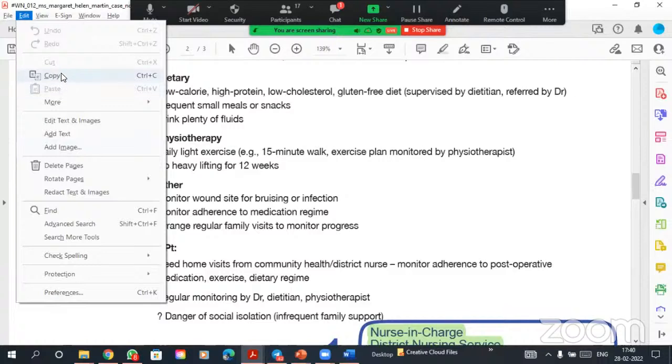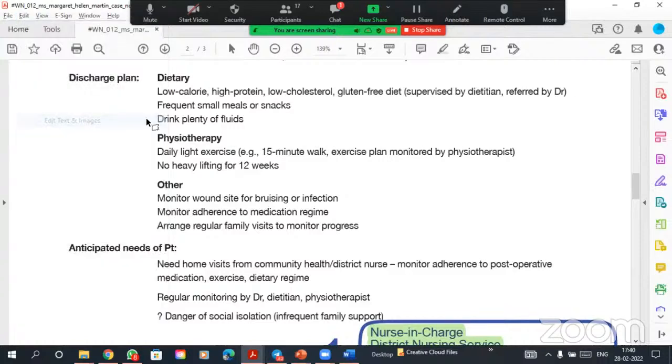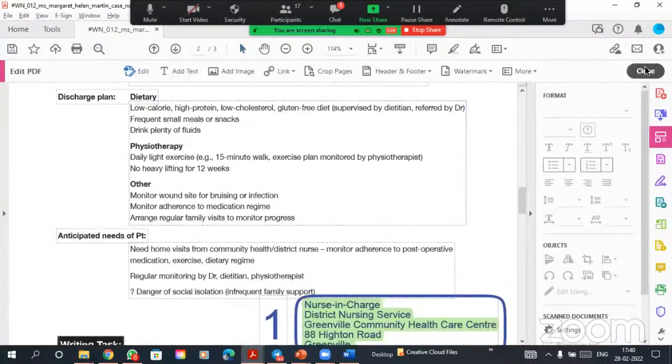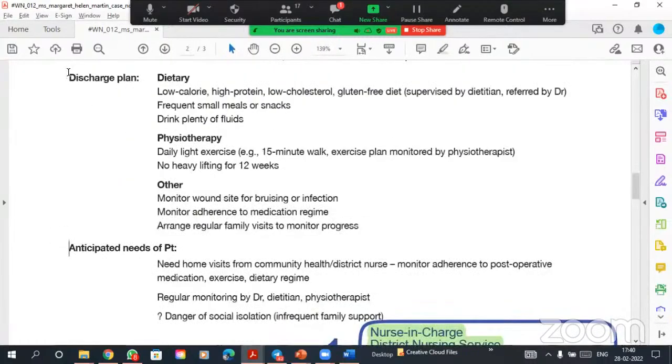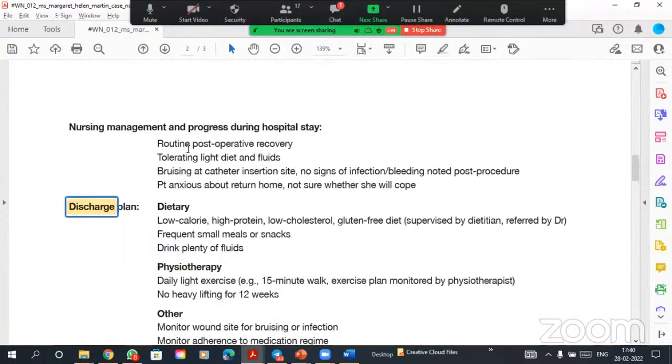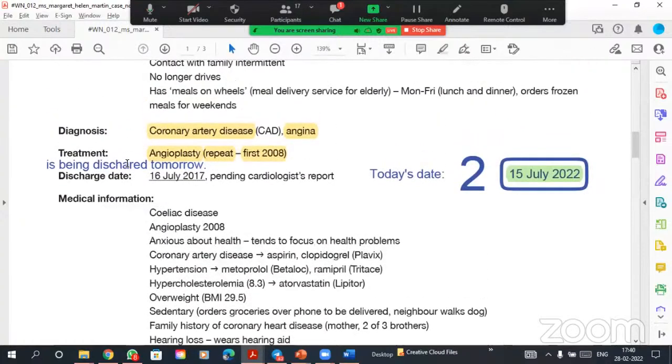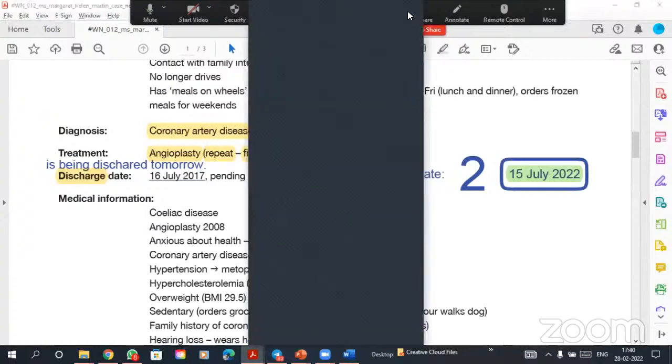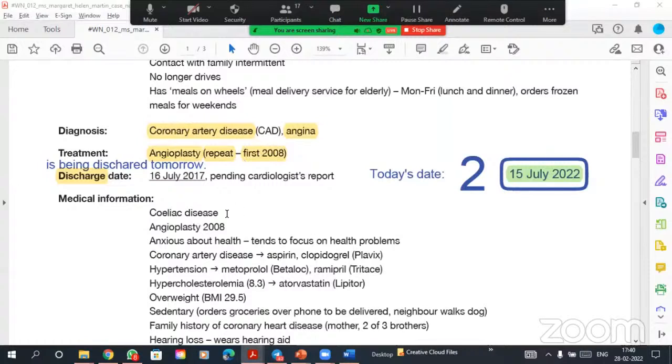Okay. Select. Now here you can say discharge plan. When he says discharge plan, that means she is being discharged. And here also you will know the discharge date. So this is a discharge letter. You can see that very clearly.